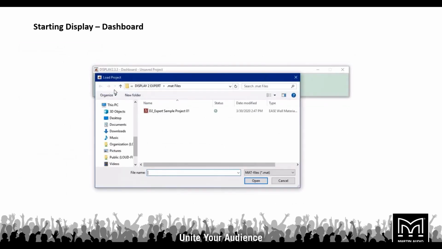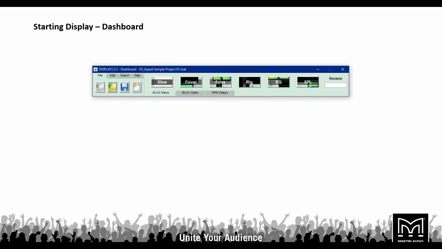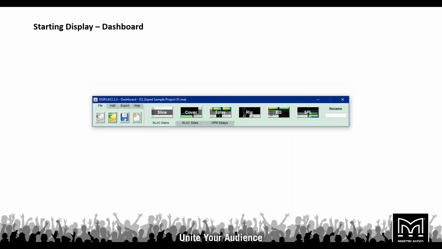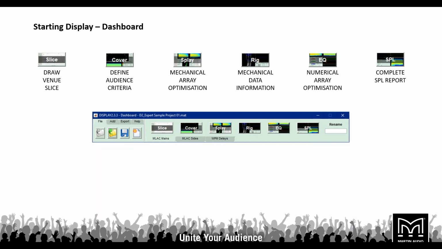So let's take a look at what happens when we open a project. We have a really cool sample project here for you today. And that's what happens. Once you open a project or create a new project, the 6 buttons unfold on the dashboard. I know most of you are familiar with them, so I'm just going to very quickly touch base on them. We start, as I mentioned earlier on one of the first slides, by drawing our slice.